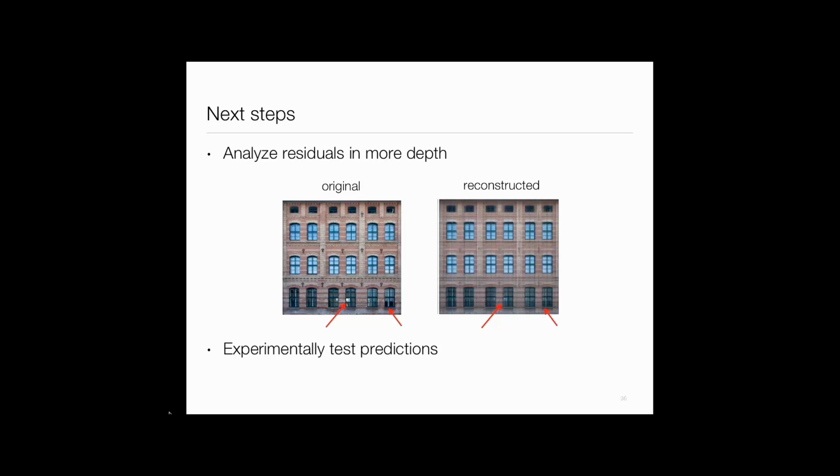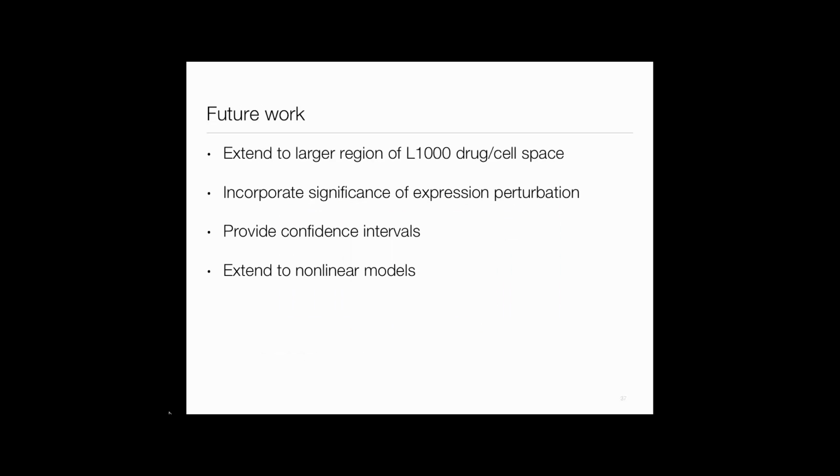Also as next steps, we plan to experimentally test some of our predictions very soon. And then farther down the road, I would like to extend this analysis to larger regions of the L1000 drug-cell space and incorporate significance of expression perturbation. That's basically addressing the concern that Avi raised. Also, I'd like to provide confidence intervals for the estimates and extend to nonlinear modeling.